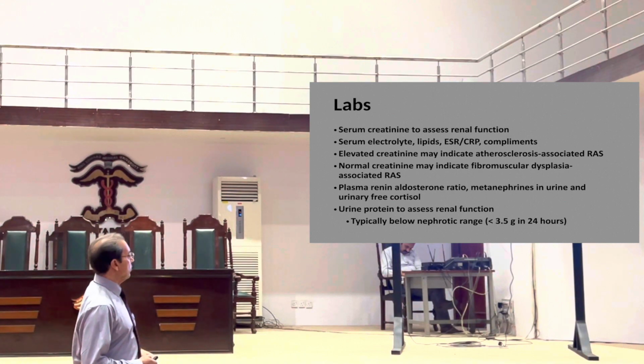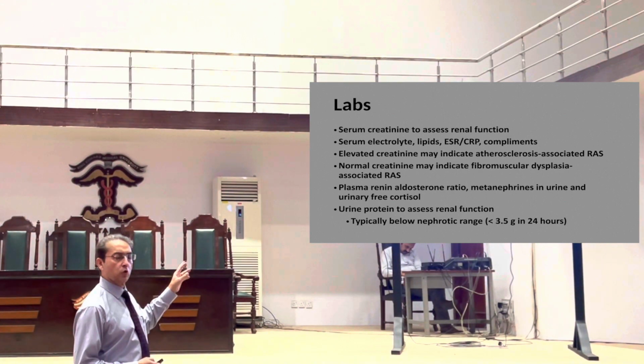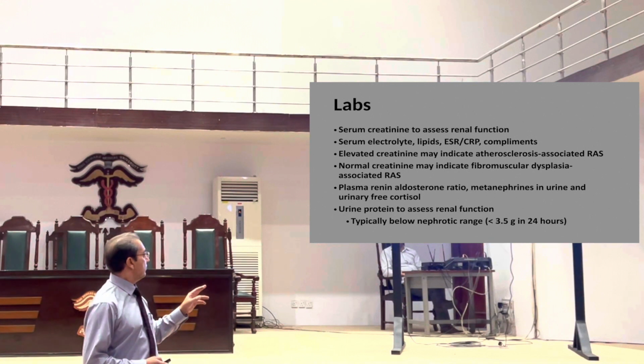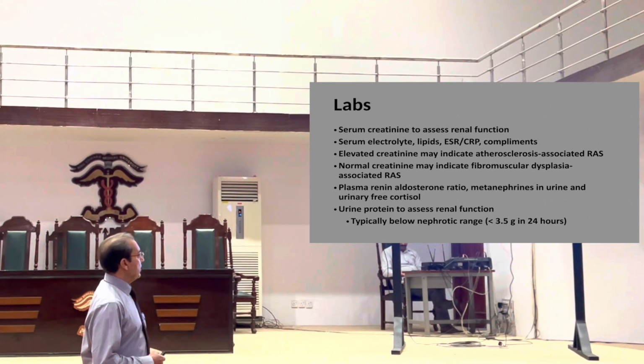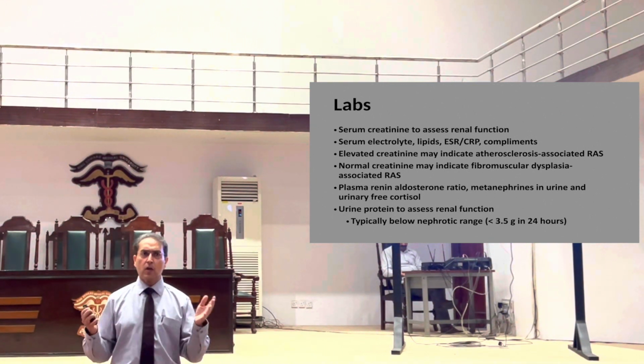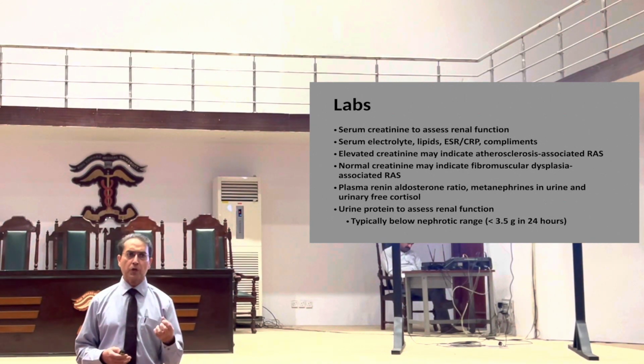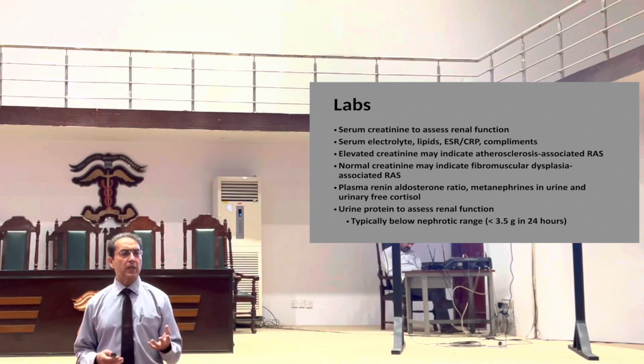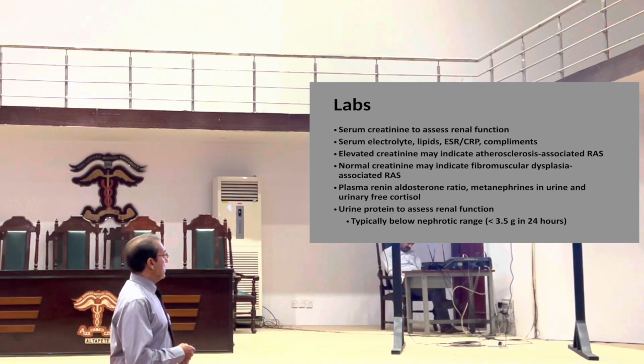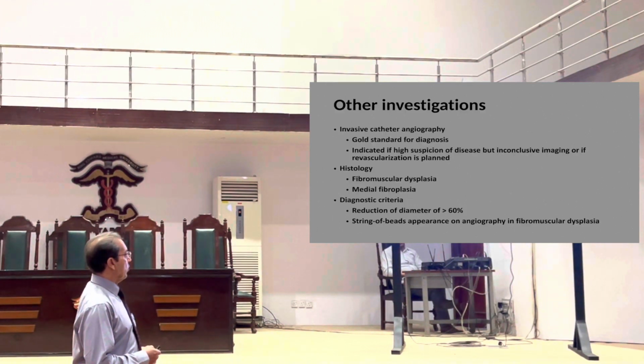Metanephrines to rule out pheochromocytoma, and free cortisol to rule out Cushing syndrome. Urine protein to assess renal function, and you can go for other urinary examination. For example, if there is glomerulonephritis, you may have hematuria, red cell cast, there may be protein cast. So you look for the presence of proteinuria.